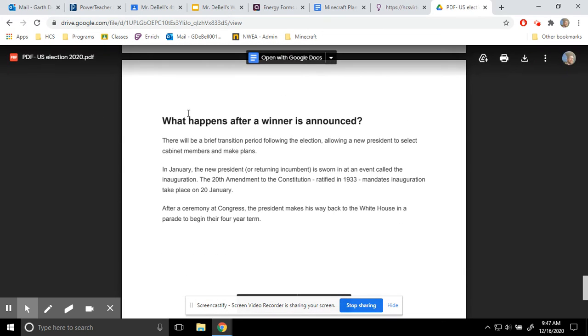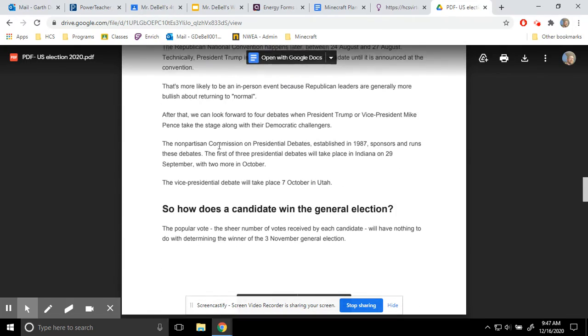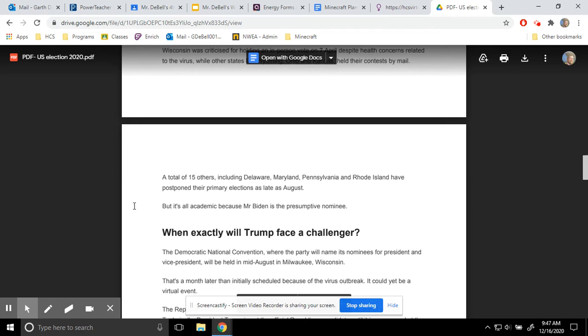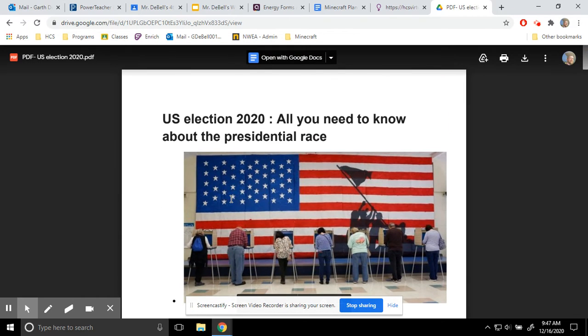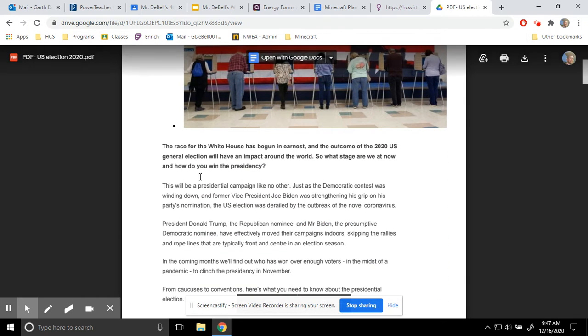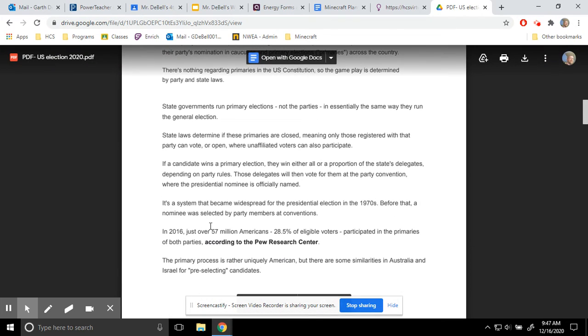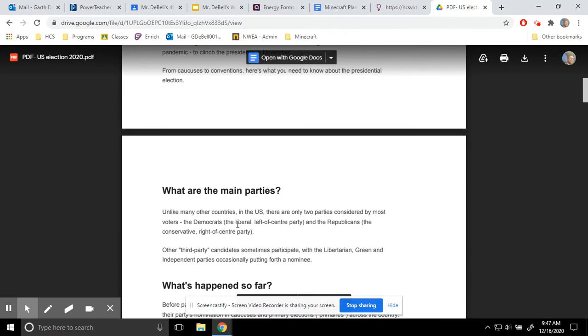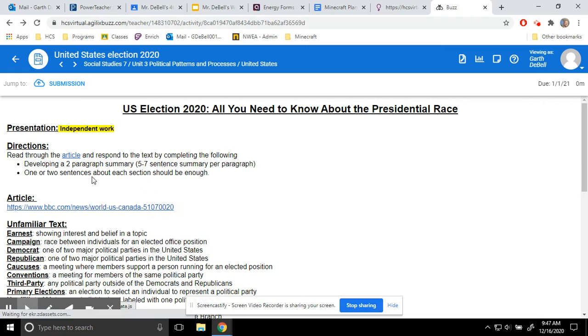So this is actually a little old, right? Because like the thing, when will President Trump face a challenger? So this was obviously written before we got too far into the election process, but it still has a lot of good information in it. So each one of these sections, if you write a couple sentences about each section, kind of telling me what's going on there, by the time you finish describing each section, you should have your 2 paragraphs, right?